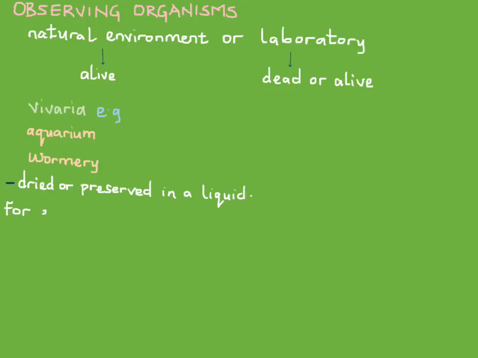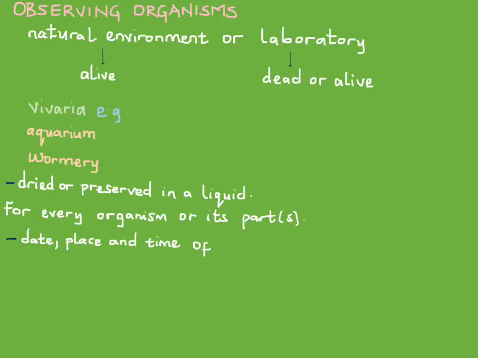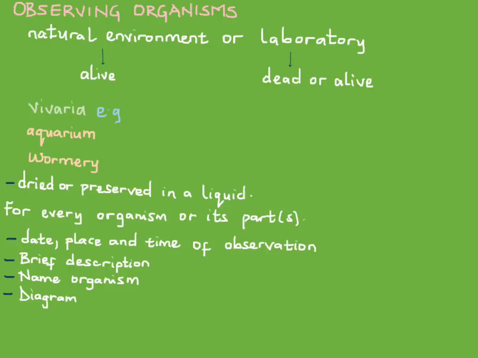For every organism or part of an organism, note the date, time, and place of observation. Write a brief description. Name the organism and draw a diagram or take a photograph.